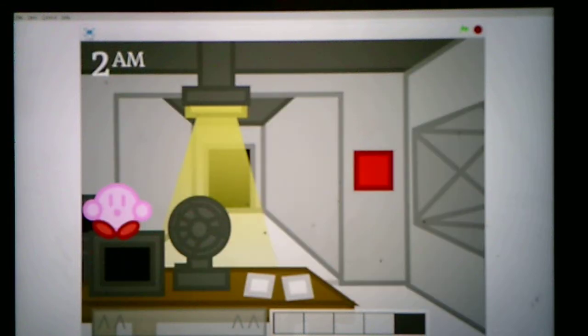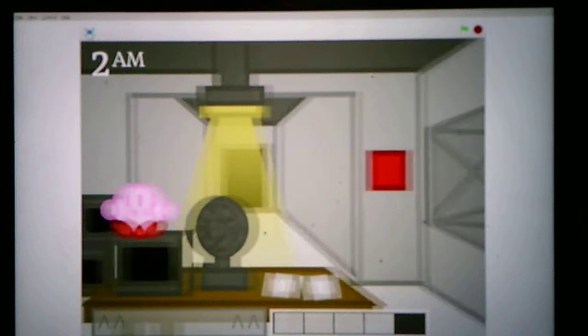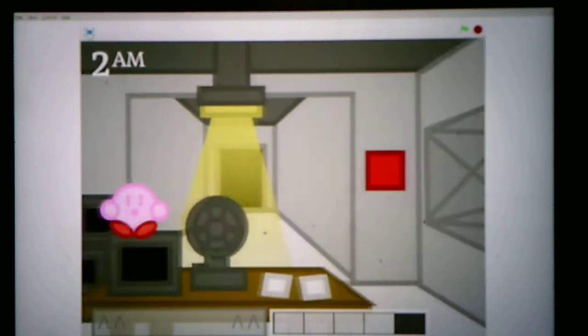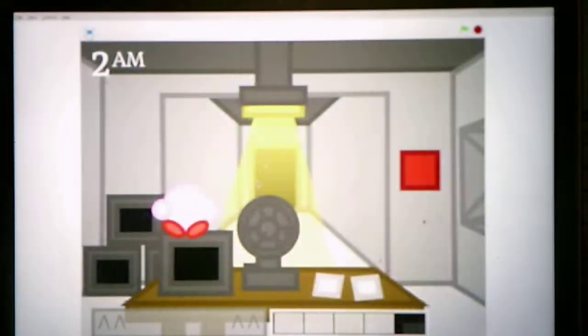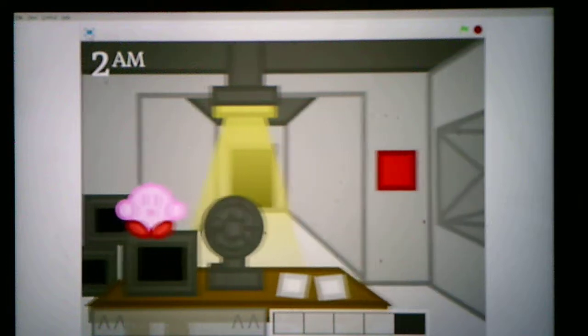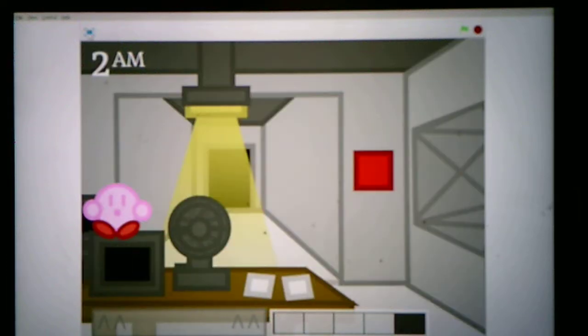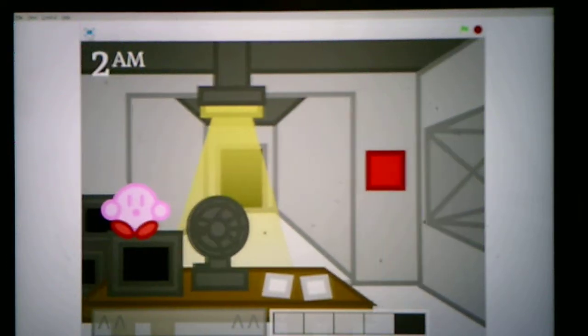Oh, and the camera only has a limited amount of power, or battery, so I gotta use it wisely. In fact, I only need to check 2 cameras. I don't need to check any other cameras. And I gotta constantly check the door.